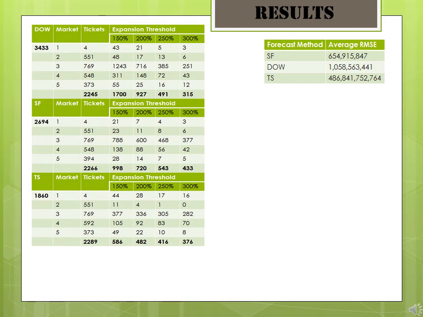The TS, or time slice method, appears to perform the best overall, but this is skewed due to how well it performed with Market 3, which had the most variability. Comparing market to market, the SF, or straight forecast method, appears to perform a better job and is much simpler to implement as well as to interpret.